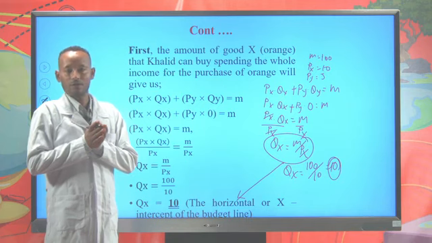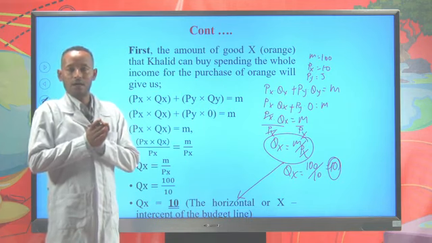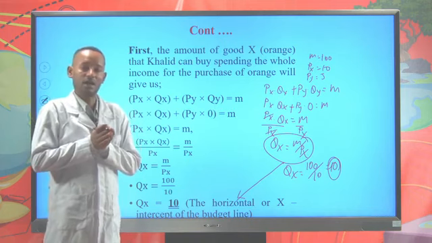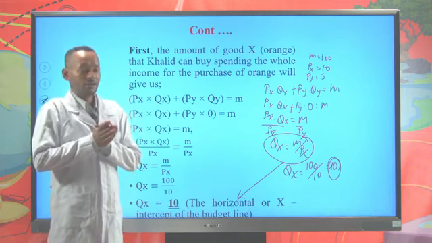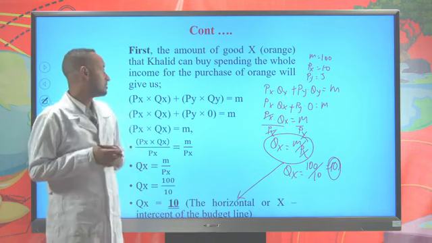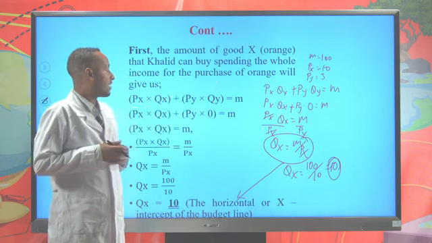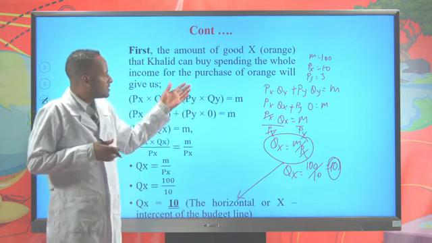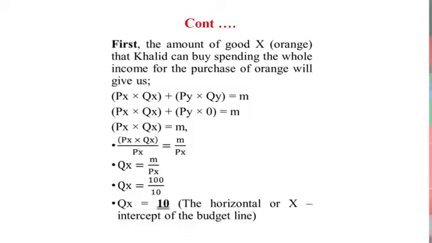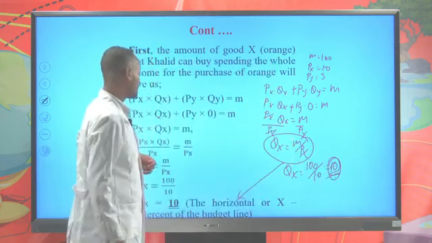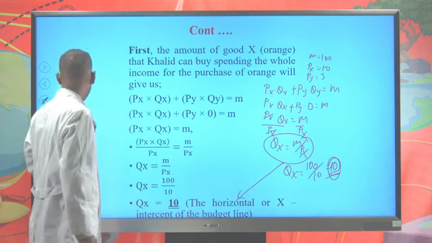For example, let's say X is orange and Y is banana. If the price of a kilogram of orange is birr 10 and the price of a kilogram of banana is birr 5, and if Khalid has 100 birr, if he spent the whole 100 birr for the purchase of orange, he will buy 10 kilograms of orange. This is the horizontal intercept or the x-intercept of the budget line.